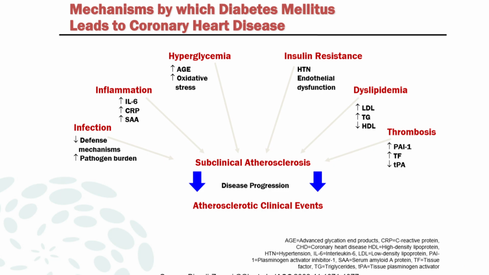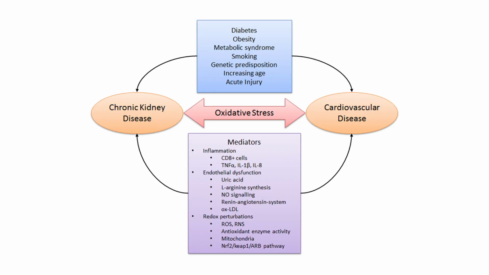So knowing what these underlying labs are that we can do, and that some hospitals are starting to do and assess for, can ultimately, hopefully, we believe, lead to prevention of the atherosclerotic clinical event, which is the acute coronary syndrome, or others, but in this case we're talking about acute coronary syndrome as the main one.